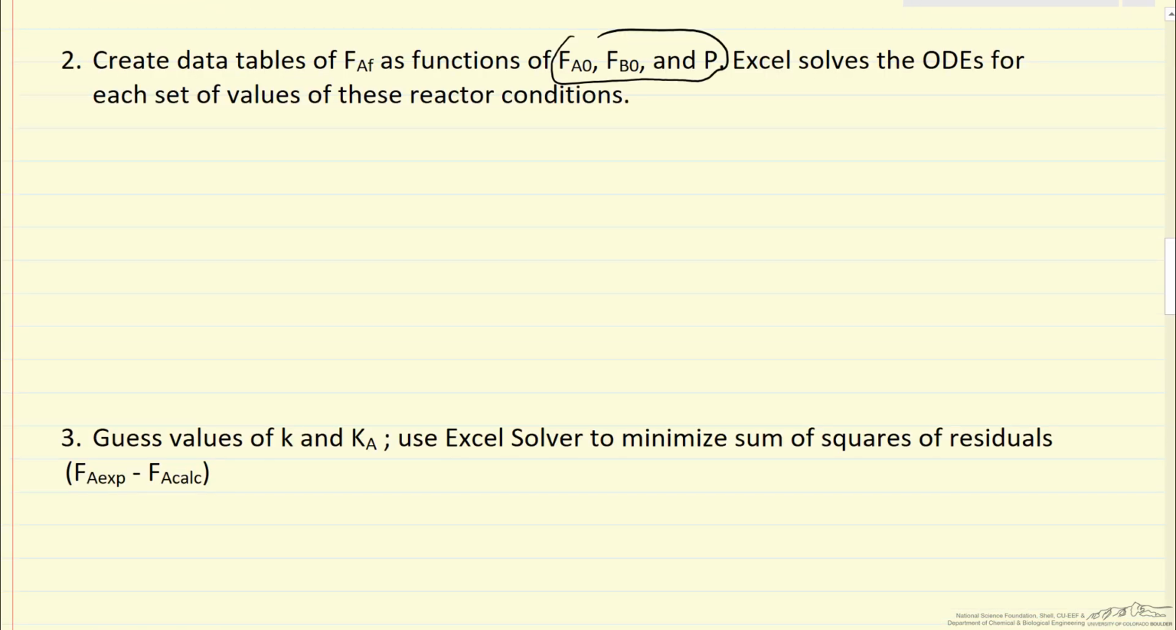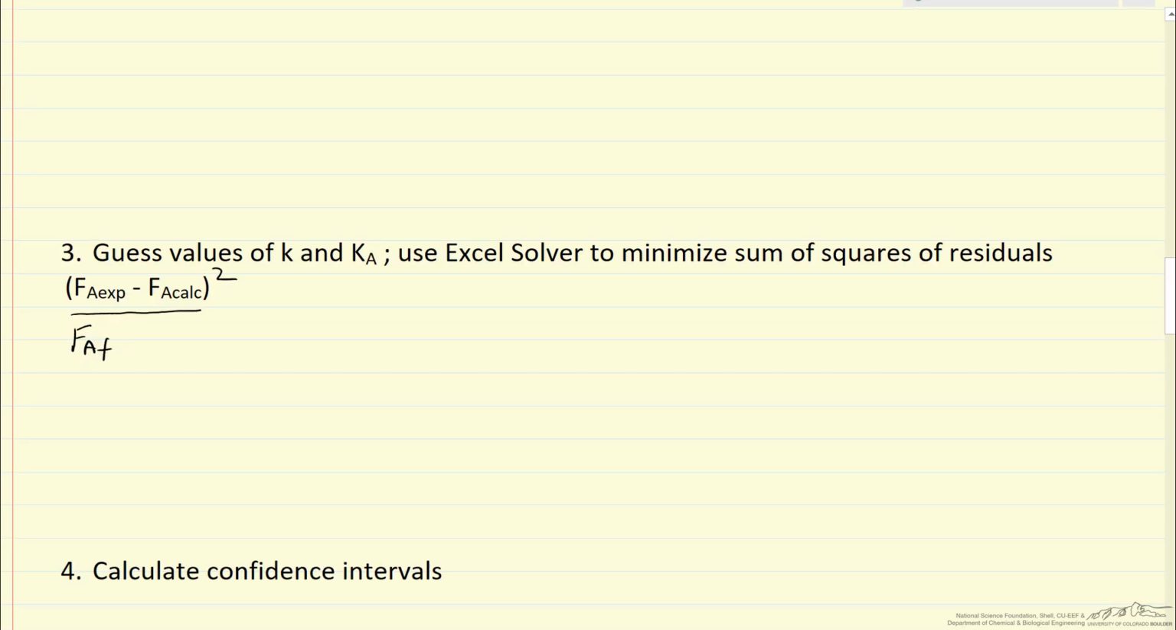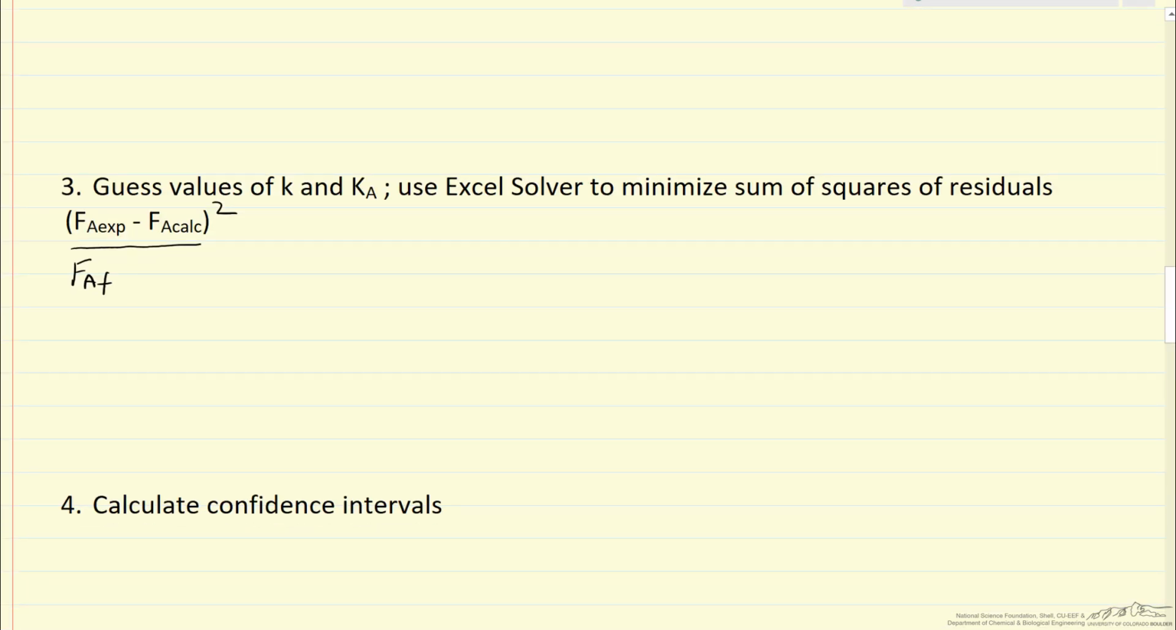What we do next is guess values for the rate constant and the adsorption equilibrium constant, and use Solver to minimize the sum of the squares of the residuals. This is the equation for the residuals, using the flow rate at the exit, so FA in the spreadsheet. And then we square this, and that's what we're minimizing. And then the last step is to calculate the confidence interval. So let's look at the spreadsheet just briefly so you get an idea of what we're doing.